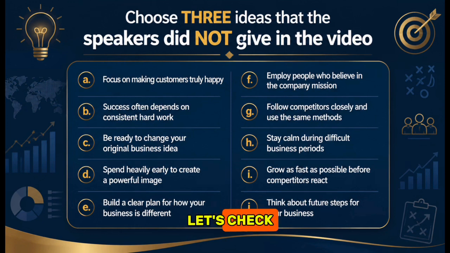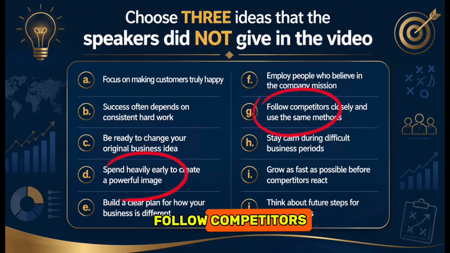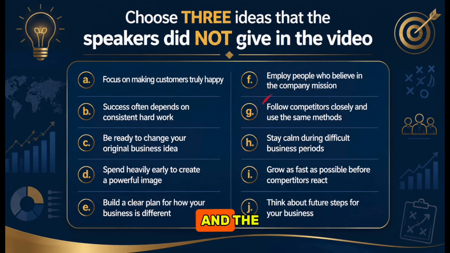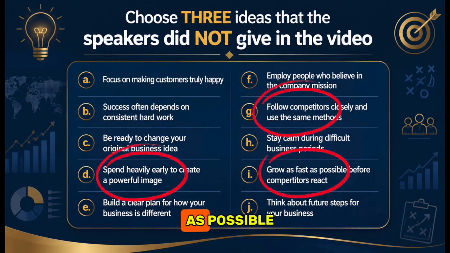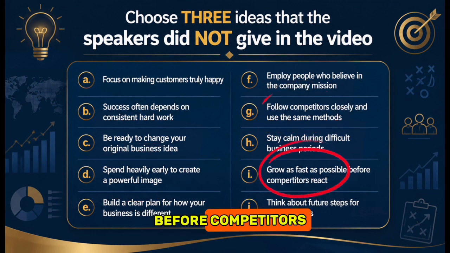So now let's check the answers. So the ideas that were not given in the video were the followings. First, it's D, spend heavily early to create a powerful image. The second one is G, follow competitors closely and use the same methods. And the third one is I, grow as fast as possible before competitors react.